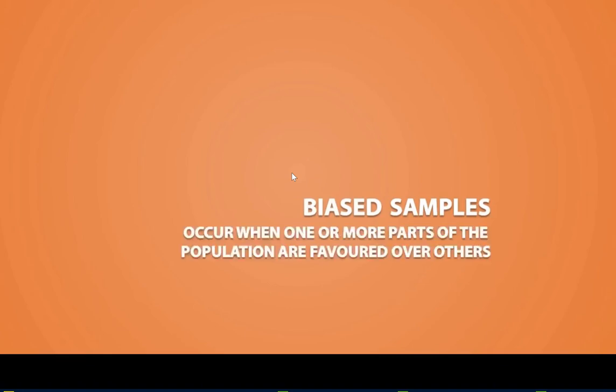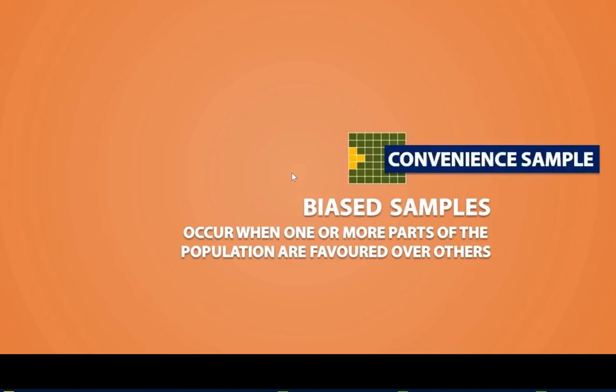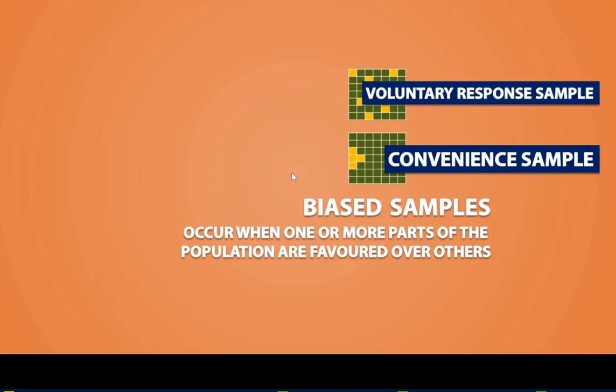Let's look at the types of biased samples. Biased samples occur when one or more parts of the population are favored over others. The two types of biased samples include the convenience sample and the voluntary response sample.